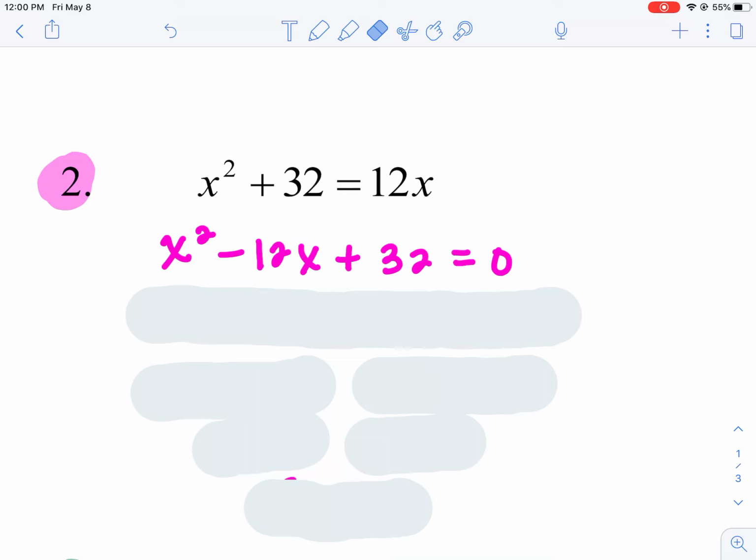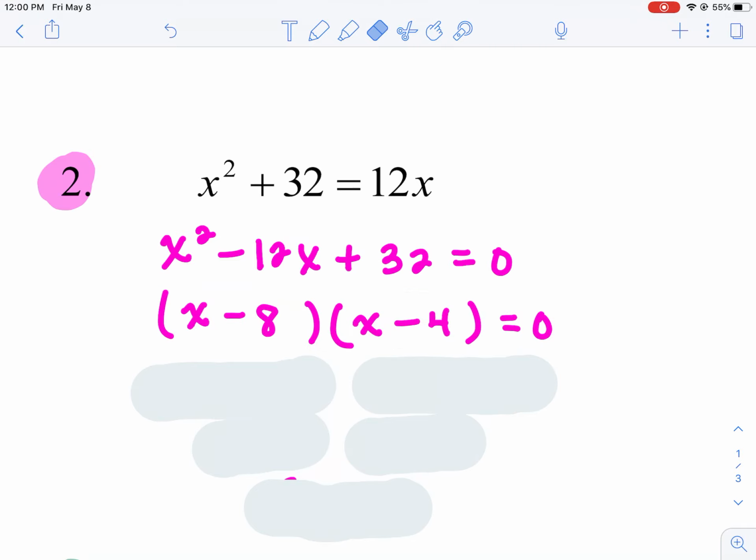What two binomials will multiply back to give us x squared minus 12x plus 32? X minus 8 times x minus 4. Or the other way around, x minus 4 times x minus 8. Negative 8 times negative 4 gives us positive 32. And negative 8 plus negative 4 gives us negative 12. Now go ahead and solve and write your solutions as a solution set.